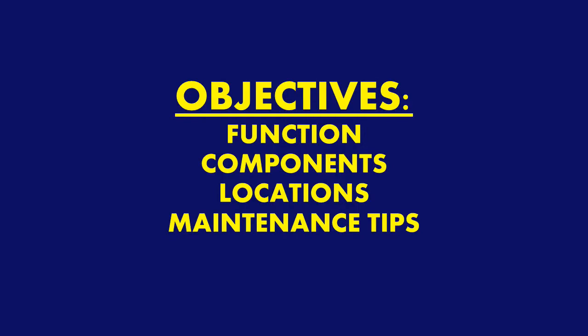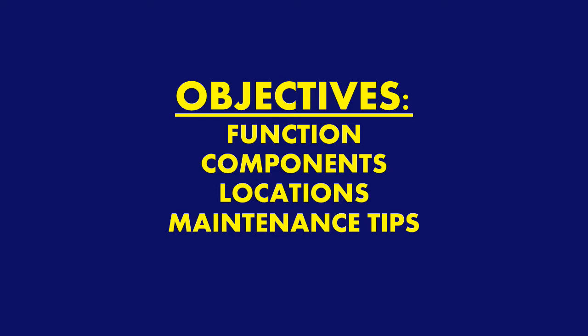The objectives of this lesson are, number one, learning what the engine exhaust system is there for, its function. Number two, what are the components related to the engine exhaust system? Three, the locations of some of the components, and also understanding a little bit about maintenance, so we'll have a few maintenance tips in between.